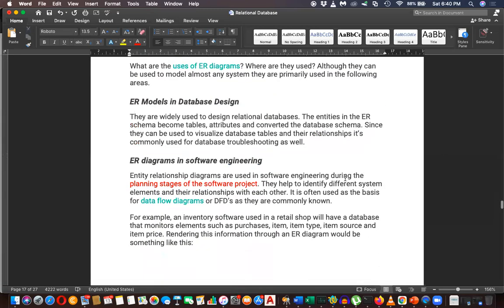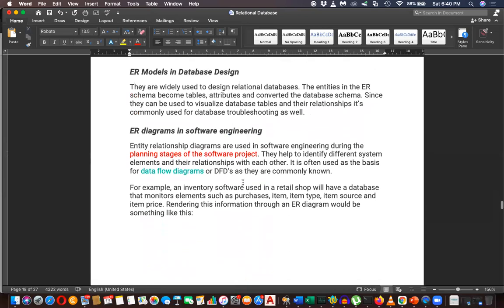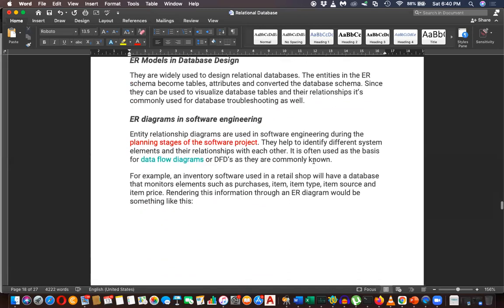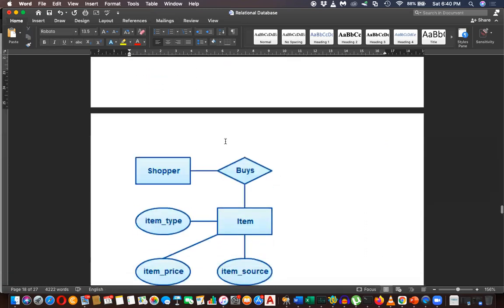Okay, then we know that it is used in the planning stage, and it helps to identify the different system elements and the relationships. It's often used as a basis for data flow diagrams. So ER diagrams can be used along with data flow diagrams, DFDs. DFDs are also common in software engineering, but for DFDs also we need ER, especially for databases. Okay, let's learn.